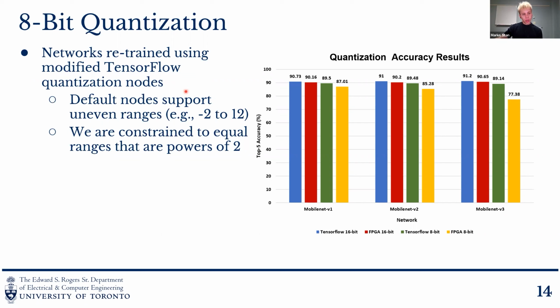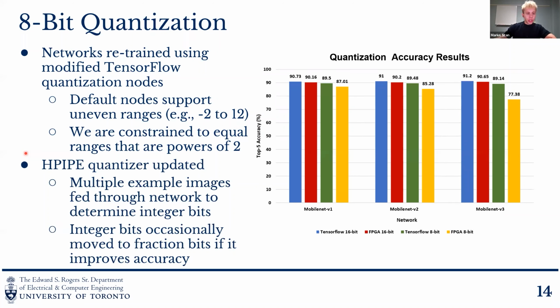And so how we did the 8-bit training was we modified some existing TensorFlow quantization nodes. By default, these quantization nodes support uneven ranges of, say, -2 to 12, but we have to constrain these ranges to powers of 2 that are equal in size, so -8 to 8, for example. The reason for this is that these more advanced quantization strategies mean that we can certainly store the values as 8-bit in memory, but when we're loading the values from memory, they end up being larger than 8 bits for the convolution operation. And so we can't map these to the tensor blocks, which take in 8-bit values. And so we're limited by this constraint shown here.